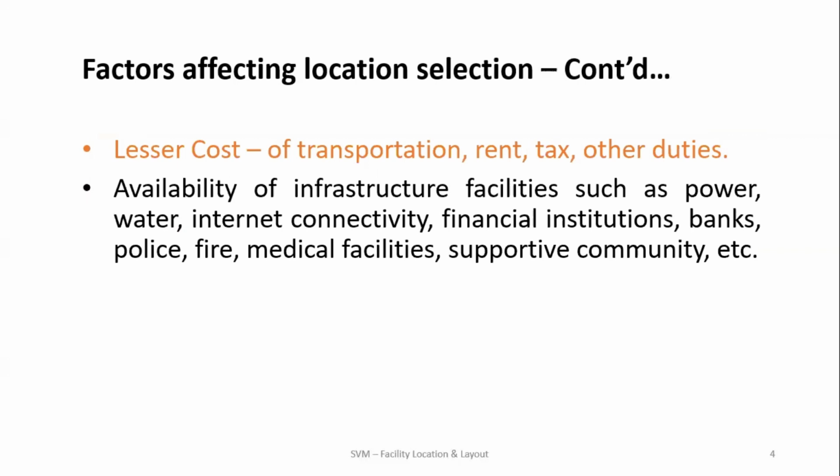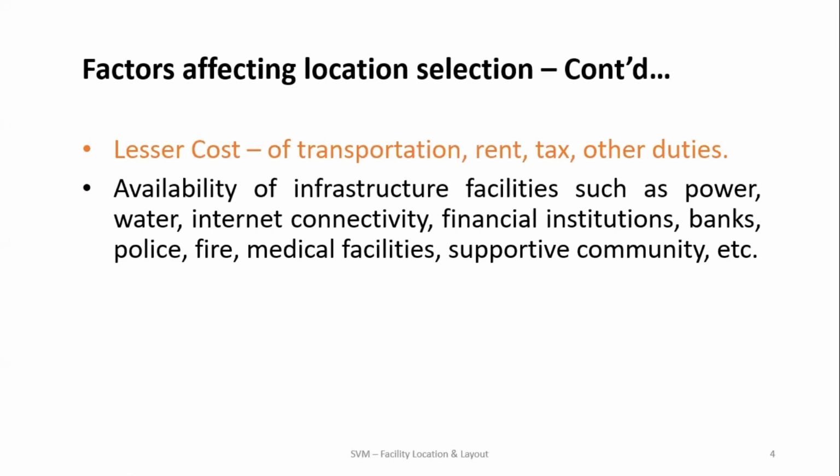These are all required by any factory. A factory, if it has to run, should have power. It should have water facility, both for manufacturing purpose and for drinking purpose also. Internet connectivity should be there so that you can easily interact with your suppliers as well as customers. Then financial institutions or banks should be there so that you are able to deal with them for any of your requirements of day-to-day activities like working capital or any other facilities you need.